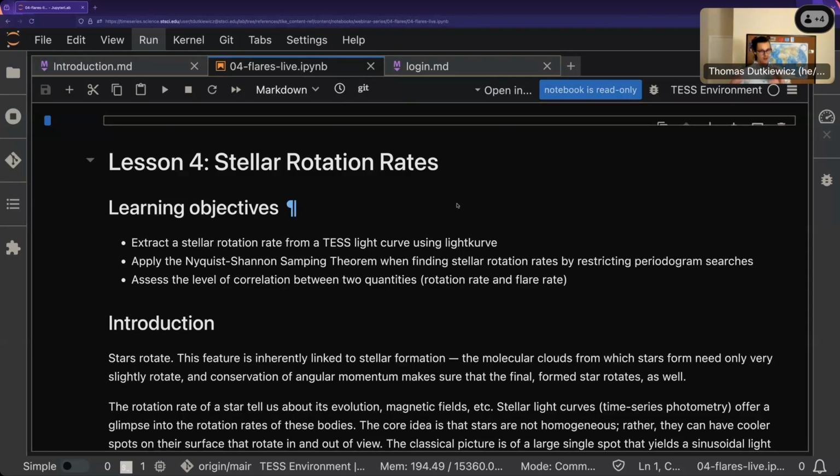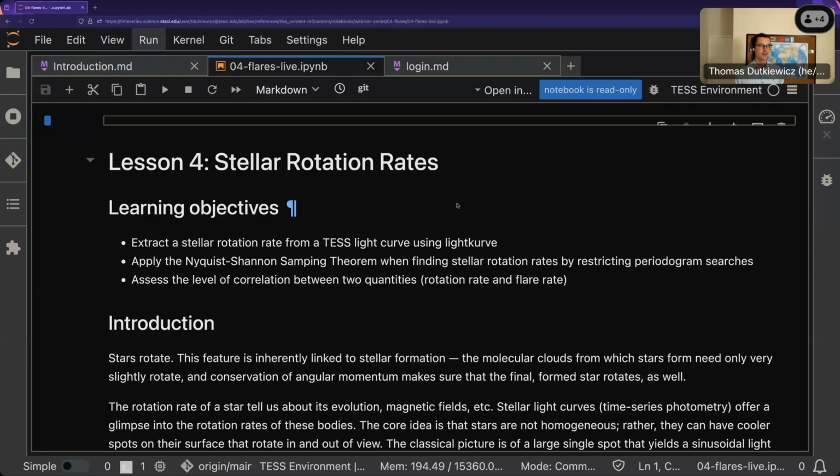So objective 1 is to extract a stellar rotation rate from a TESS light curve. This is actually pretty similar to one of our previous lessons where we were talking about binary star systems. And so now we're actually going to get into looking at periodic signals that actually come from the stars themselves, not from the coincidence of being in a binary orbit. We'll talk a little bit about the Nyquist-Shannon Sampling Theorem and how this is going to apply to us when we're trying to find stellar rotation rates.